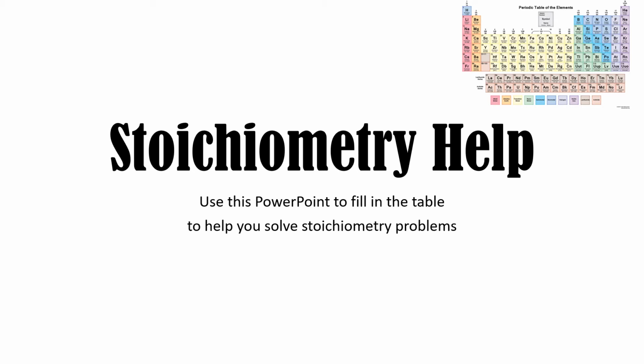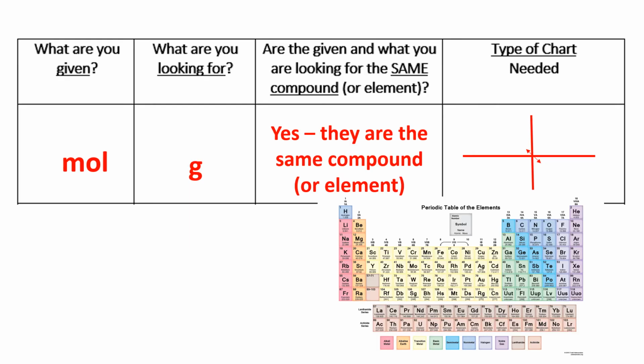Okay, so today we're going to review everything we have learned about stoichiometry, and I'm going to give you kind of a cheat sheet to figure out how to set it up. The first thing we have to know is our given and what we're looking for. And we've practiced doing this in our previous sets of notes.